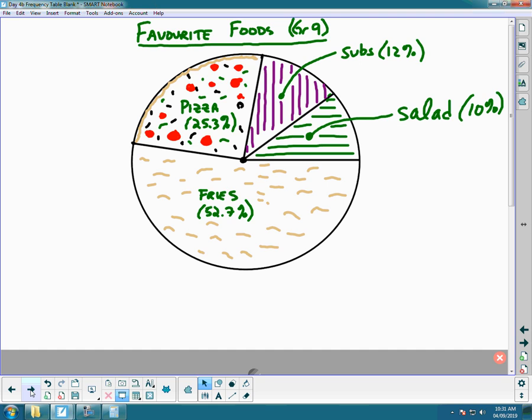Of course, we've got the salad being here, the subs. Pizza, I think it's a rule that if you're going to do a circle graph and one of the items is pizza, that you make it look like a pizza. I mean, I think that's a rule that has to be true. And I even have my little fries down at the bottom. And we have all 4 of those things drawn in a circle graph.